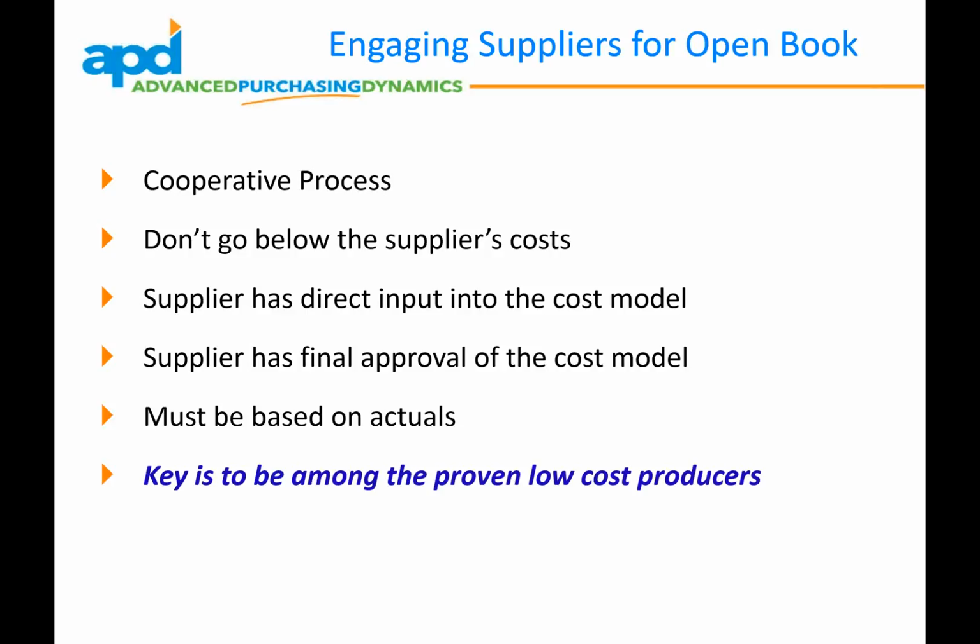Obviously, in order for the supplier to agree to it, they have to have direct input to the cost model and final approval. And really, any cost model has to be based on actuals. Again, not hyper-optimized, like "you should be able to do this for X per hour," but it has to start at least at a place that represents what's truly happening on the shop floor today in the real world. And then you can go from there to look for ways of improving. And at the end of the day, really, the key in engaging suppliers is that for them to have a good position with any customer going forward, they have to be among the proven low-cost producers.